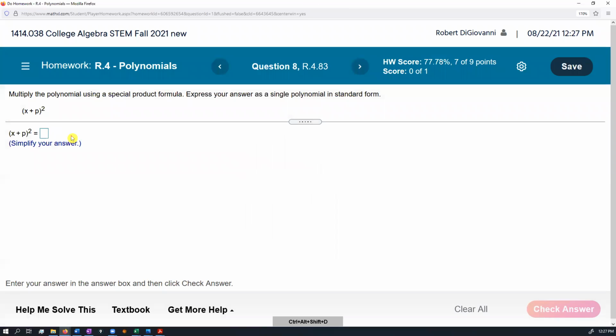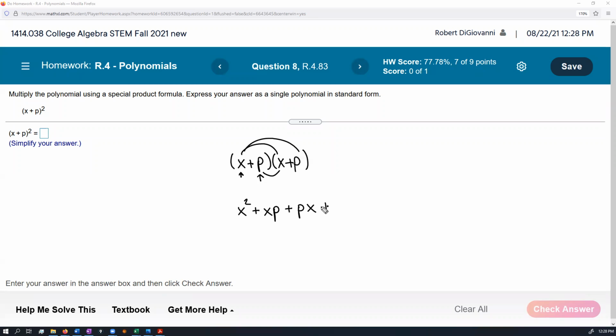Okay, same thing here. So here we're asked to multiply this out, but they don't give us any numbers, just letters. So x plus p squared means x plus p times x plus p. And now we start with the first one, distribute here and here. So we get x squared plus x times p is xp plus, now we move to the p, multiply it through, and we get p times x plus the p times p is p squared.